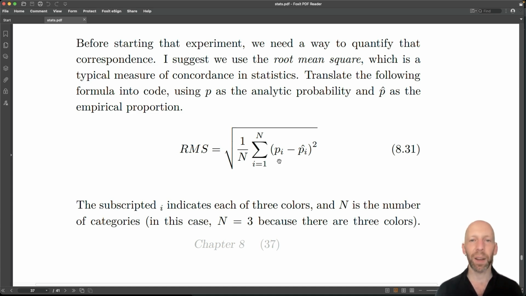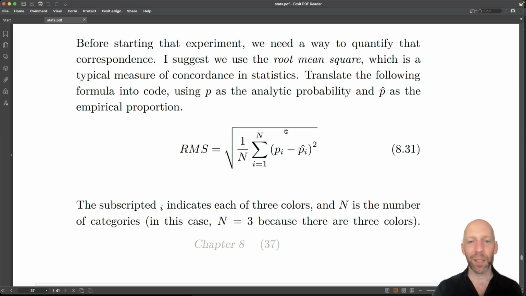Very simple formula. It's very often used in statistics and machine learning and signal processing, image processing, to compare two objects, two things that are similar to each other. So we have the thing that we want to compare. So the distance between, here I call it pi and p hat i. So this is going to be the empirical proportion and the probability, the analytic probability. So their difference squared, summed over all of the categories. So in this case, there are 3 categories for the 3 colors of marbles, and then we take the square root of that. So root mean square. So you first square, and then you take the mean, and then you take the square root.